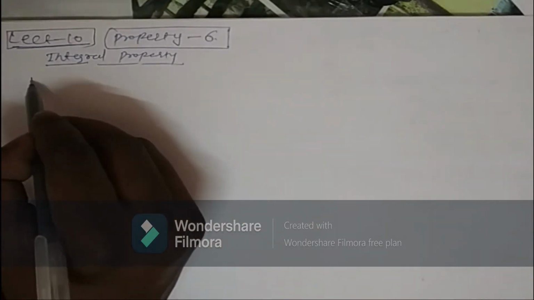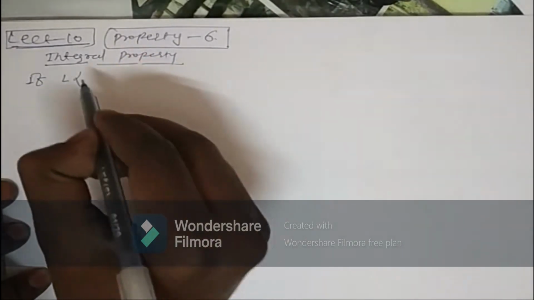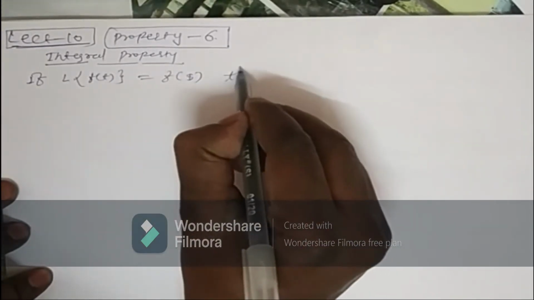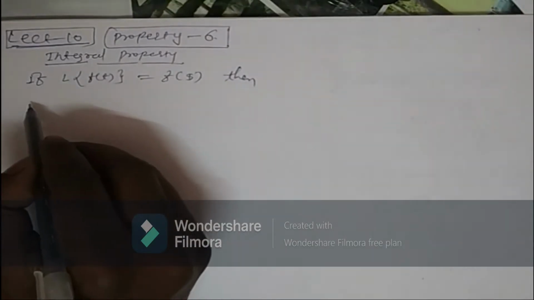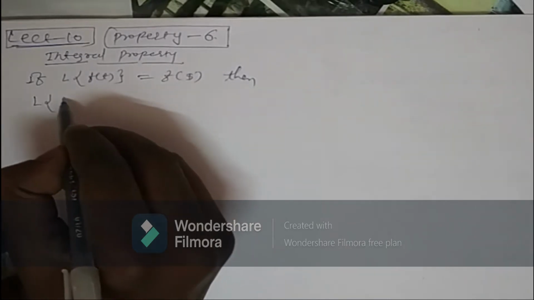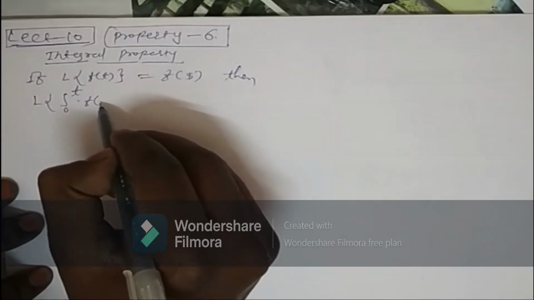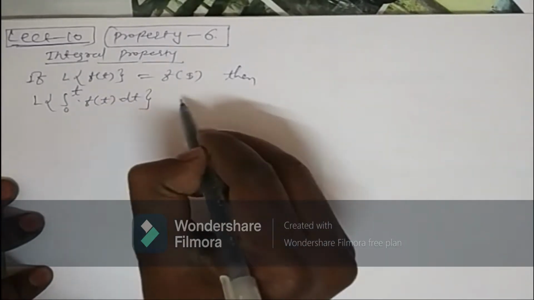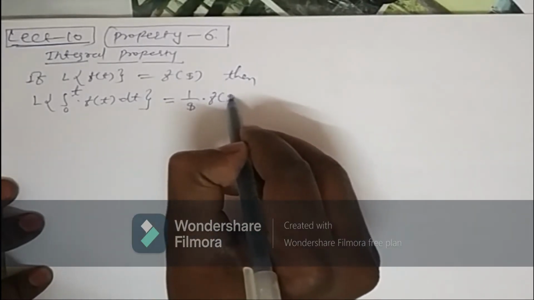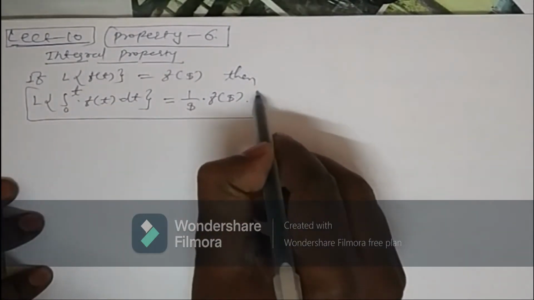Let us see. If the Laplace transform of f of t is equal to F of s, then the Laplace transform of the integration from 0 to t of f of t dt is equal to 1 upon s into F of s. So this is the integral property.